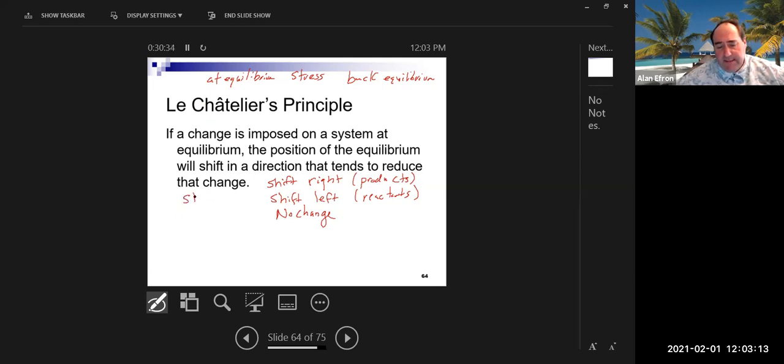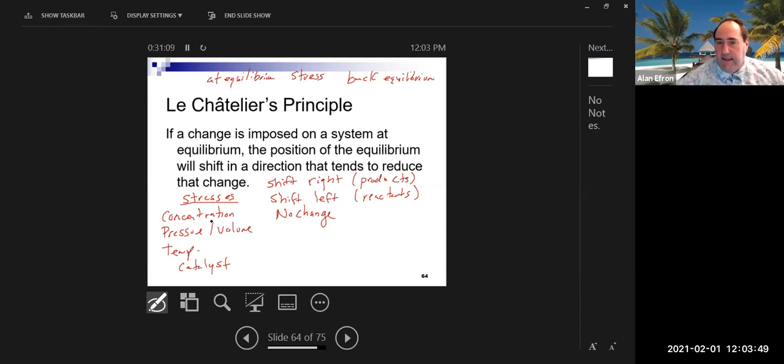So what are some stresses that we're going to talk about? Concentration, pressure, and volume, changing the temperature, adding a catalyst. These are some stresses that you can do to a system that is already at equilibrium. And again, it may cause something to occur.